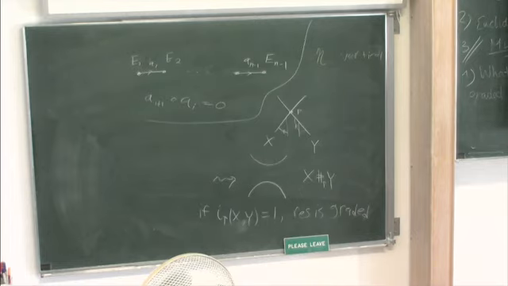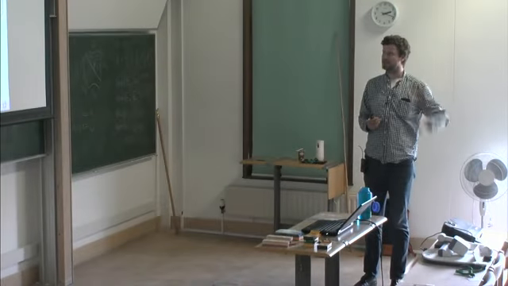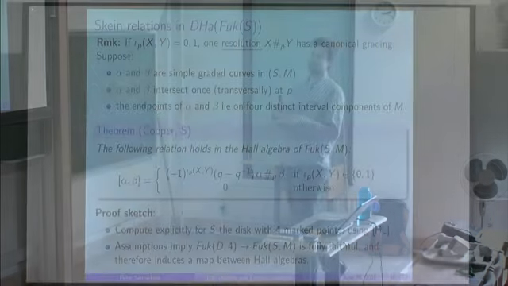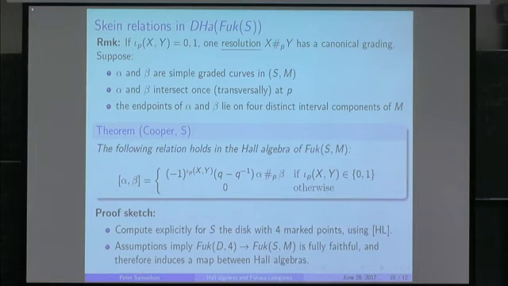Right, so what do we do? Well, we compute some relations, and they look like this. Let's assume we have two curves that are simple curves and graded, and that they intersect once transversely at some point in the surface. And there's a technical assumption we need, which is that endpoints of alpha and beta lie on 4 distinct marked intervals. Then the theorem that Ben Cooper and I proved is that in this situation there's a commutation relation in the Hall algebra that says that the commutator of these two curves is a sign times q minus q inverse times their resolution, if they have a resolution, and 0 otherwise.